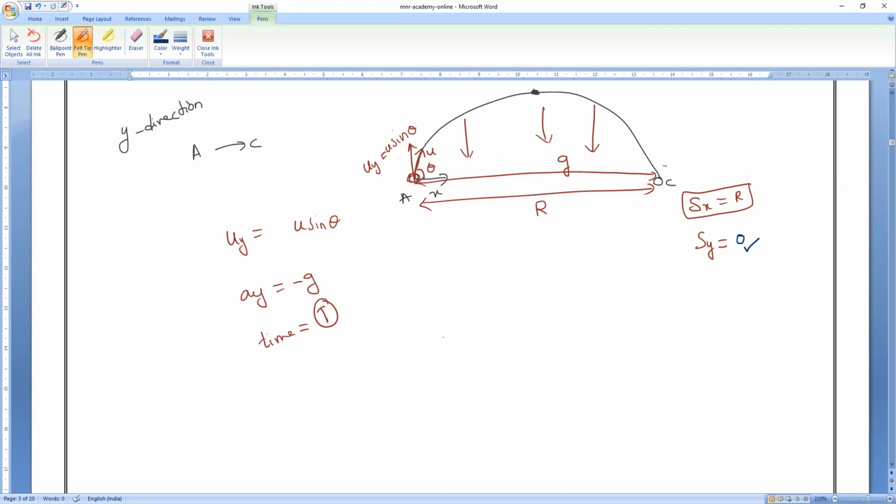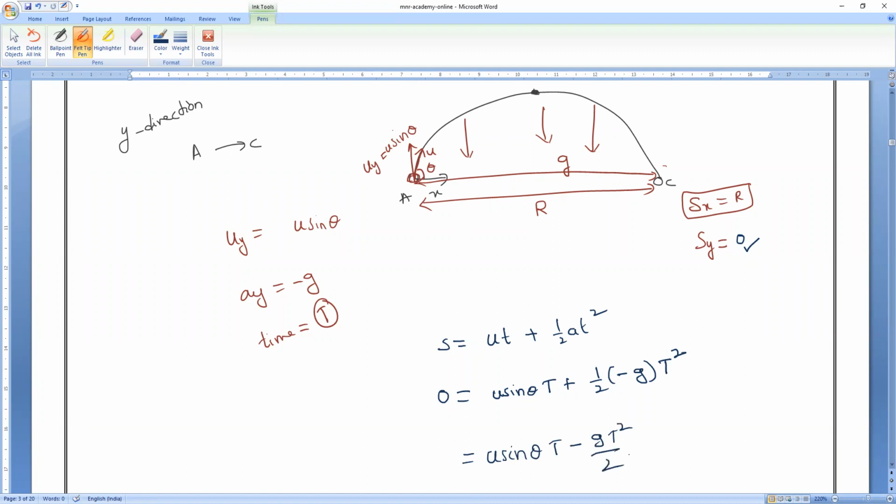So time and displacement, which equation, everyone? S equals ut plus half at square. Apply it fast, everybody, and tell me what will happen. Displacement in the y direction is 0. Initial velocity is u sin theta. The time is capital T, plus half into g, where g is minus g, into T square. So u sin theta into capital T minus gT square by 2. Am I right? Everybody clear?